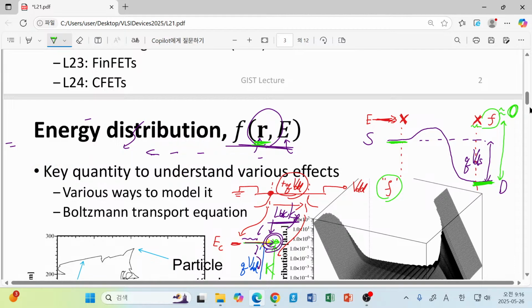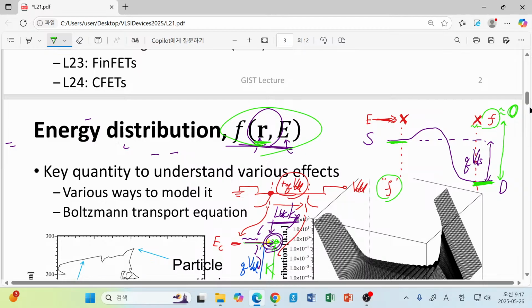Once we know this quantity, then in a semi-classical way, that's it. That means that this is the ultimate solution of our understanding of device physics. Once we understand this quantity, people think that now we have the complete information about device operation. So this is the very final quantity we wanted to get.